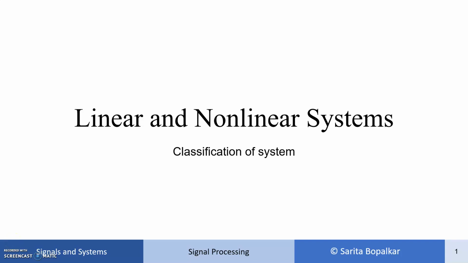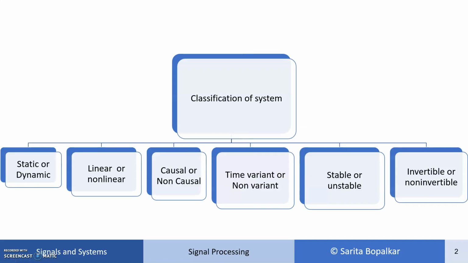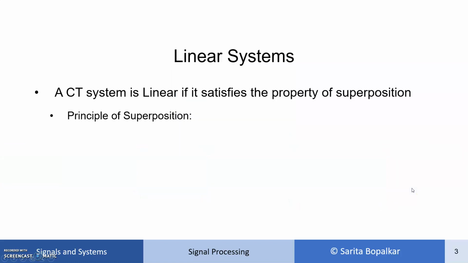Hello and welcome. In this video, we are discussing linear and non-linear systems. We started classification of systems in the last video. We discussed that systems can be classified as static or dynamic, linear or non-linear, causal or non-causal, time variant or time invariant, stable or unstable, invertible or non-invertible. So in this video, we are discussing how to identify a linear system or a non-linear system.